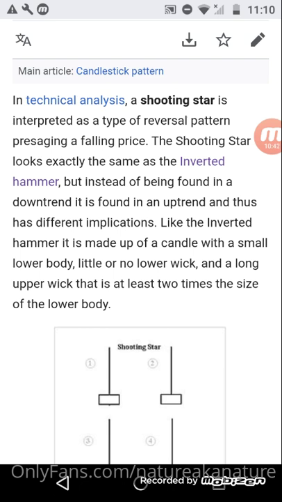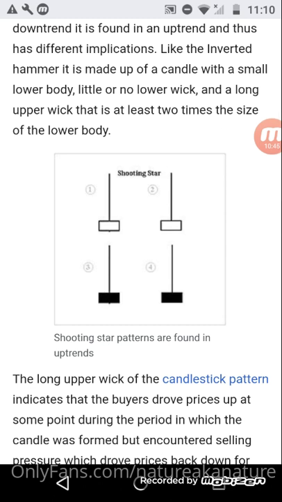So shooting star patterns are found in the uptrend. The only difference between an inverted hammer and a shooting star, even though they look exactly the same, is that the shooting star will be found on the uptrend and the inverted hammer will be found on the downtrend.